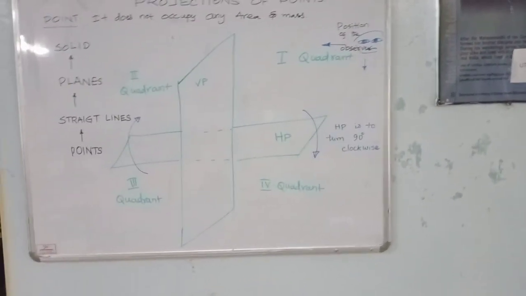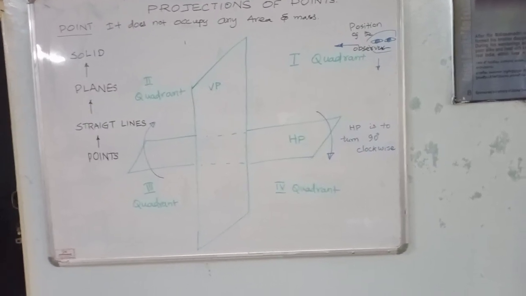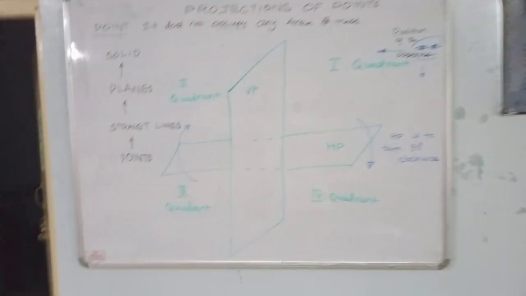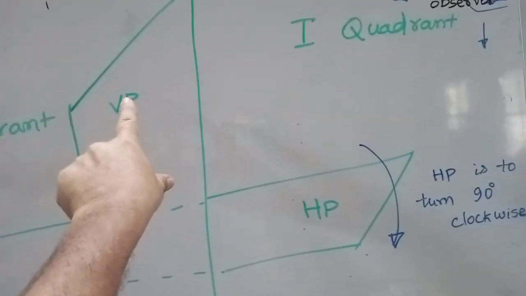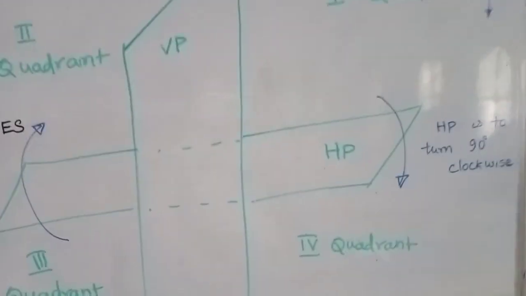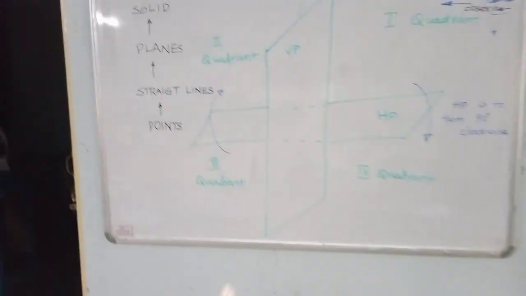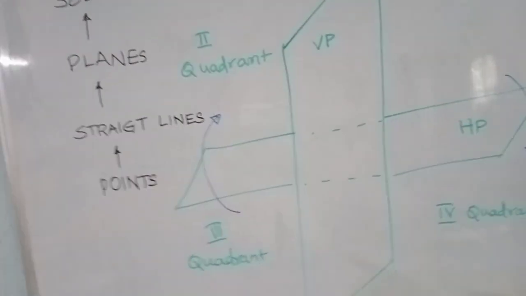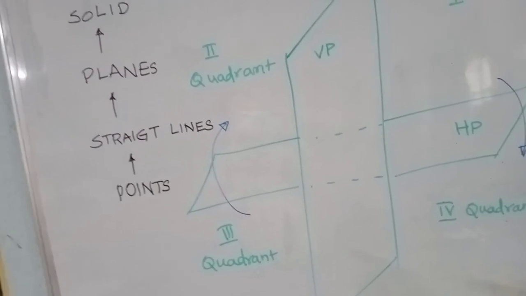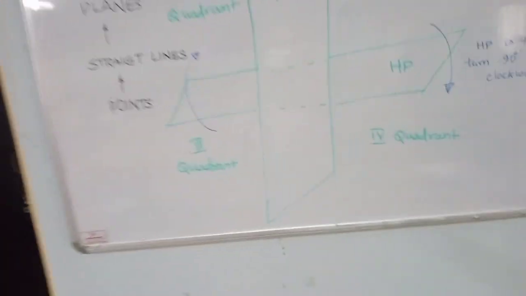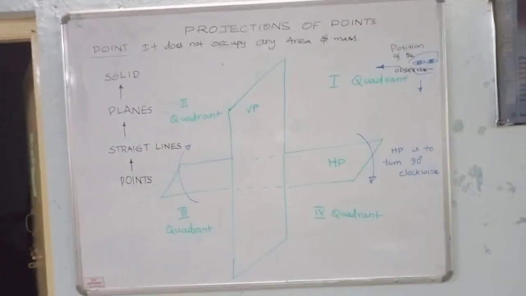Generally, the universally accepted drawing is the first quadrant system. When the object is in the first quadrant, we draw the front view above the XY line and the top view below the XY line. This is the system we are adopting nowadays. Third angle projection we can also use, because the front view falls somewhere and the top view falls some other way. But generally, universally accepted nowadays is first angle projection.